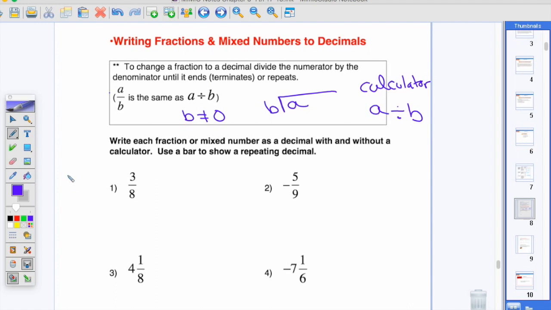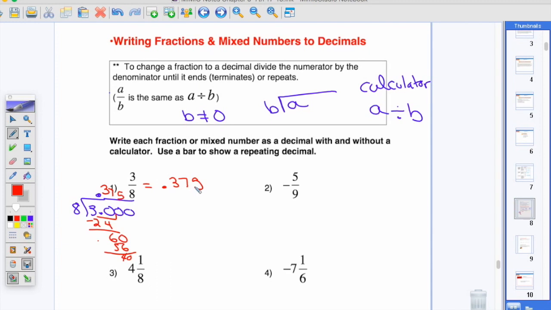So long division, for 3/8, so 3 would go inside, 8 would go outside, add a decimal point and a couple zeros. Bring your decimal point straight up. 8 doesn't go into 3, but it goes into 30 3 times, which is 24. Subtract, bring down. How many times does 8 go into 60? It goes in 7 times, which is 56. Subtract, bring down. How many times does 8 go into 40? And it goes in 5 times with a remainder of 0. So it's equal to 0.375.